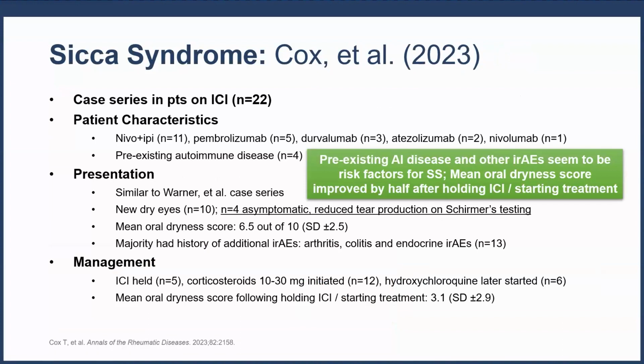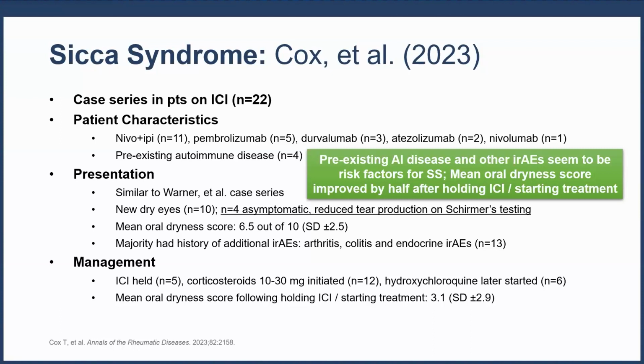Which leads us to our last case series, which, honestly, I don't know if it's been peer reviewed yet. It's in abstract form, but I'm reporting it to you now just because it was technically the largest case series that we have of patients with Sicca syndrome. So I think it's important to see these.